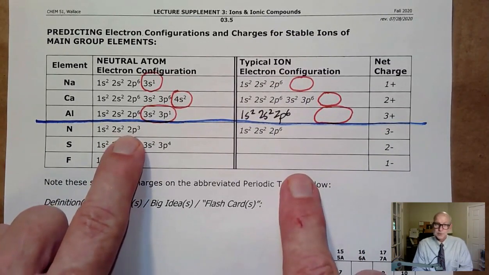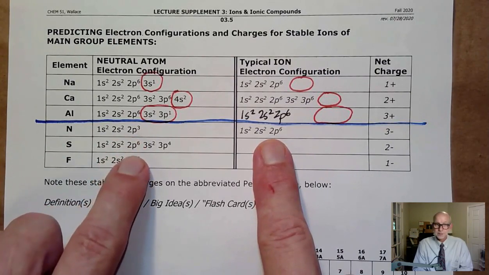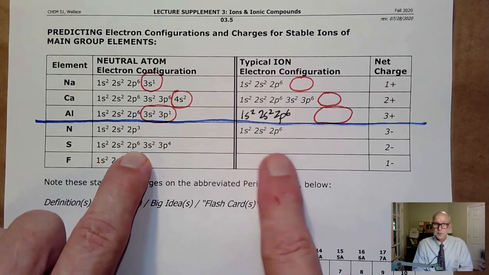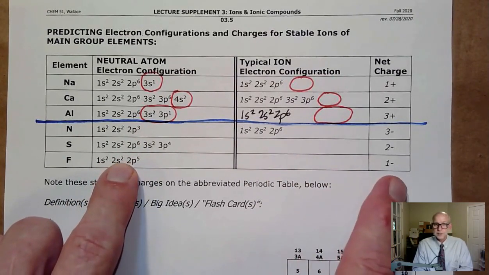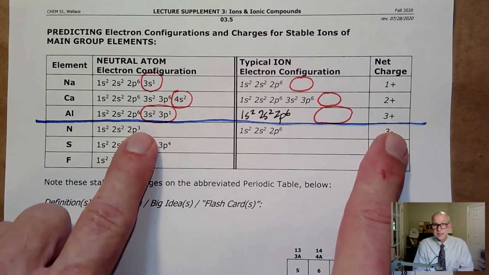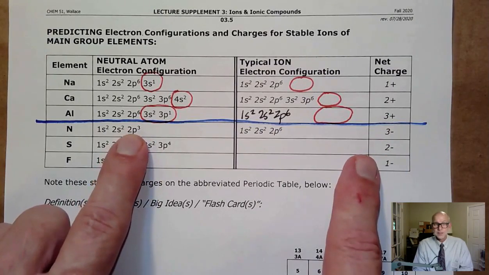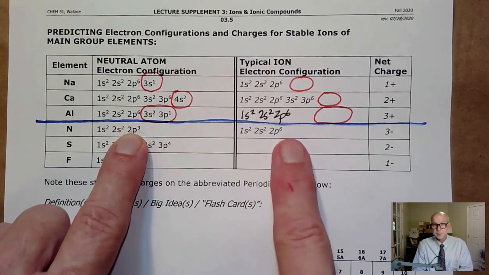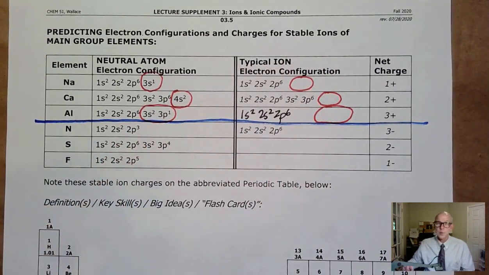So how did nitrogen go from nitrogen, the neutral atom, to nitrogen with a 3 minus? How is sulfur going to go from sulfur to sulfur 2 minus? How is fluorine going to go from fluorine to fluorine minus 1? How many electrons did nitrogen gain? 3. Where did they go? Oh, I used to have 2p3. Now I've got 2p6. If sulfur picked up 2 electrons, what would the electron configuration be for the ion?